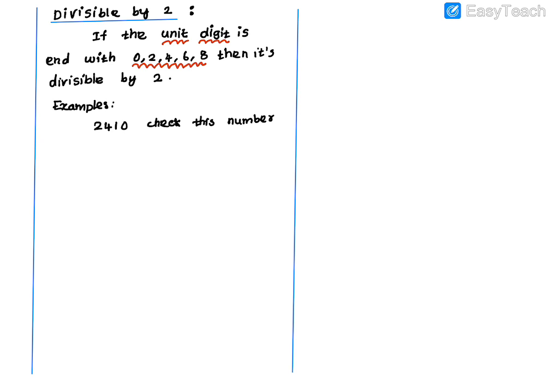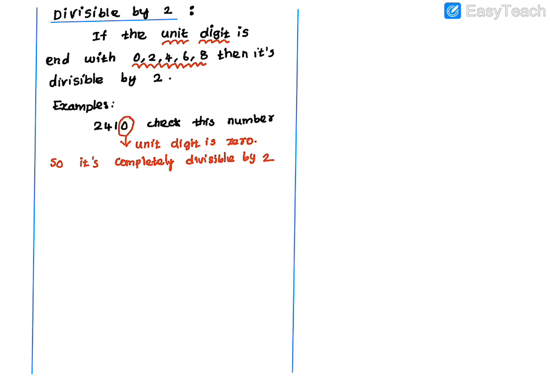So the given number is 2410. If you look at the last digit, that means the unit digit, it ends with 0. So I will write that the unit digit is 0. That means if the unit digit ends with 0, it is completely divisible by 2.